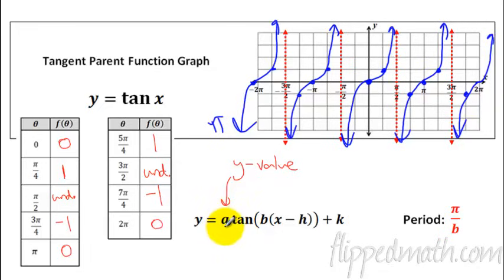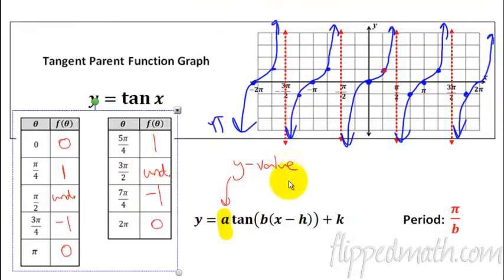Whatever this is here in front, we're used to thinking of it as amplitude. Halfway to the vertical asymptote from the middle, that is our value of a. So that helps us sketch the graph a little bit more accurately. Okay, so if you don't have all that down, go ahead and get it copied down.